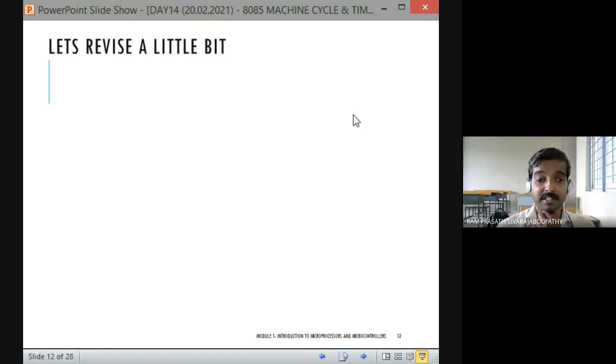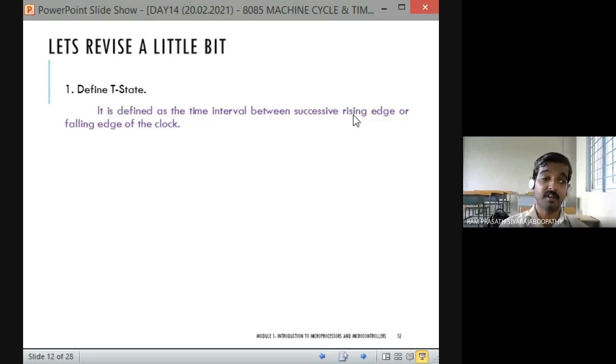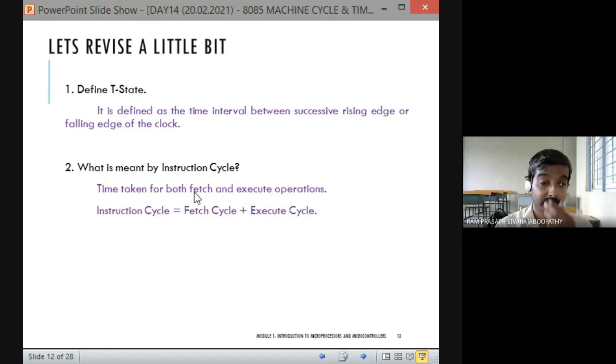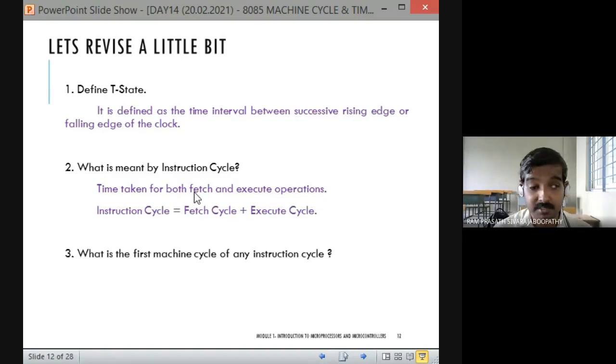Okay, now we will revise a little bit, then we will move to interrupt. So T state I have already told. The time interval between successive rising edges or falling edges of the clock signal, that we call a T state. What is meant by instruction cycle? The time taken by the CPU for both fetch and execute operations. Decode is included in the fetch operation itself. Right? Then, what is the first machine cycle of any instruction cycle? For this, you must answer.